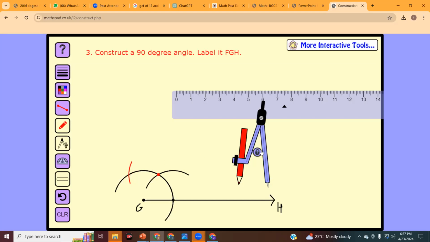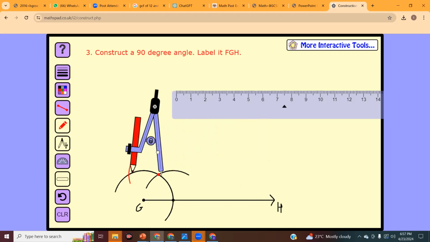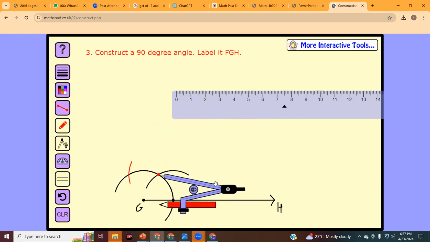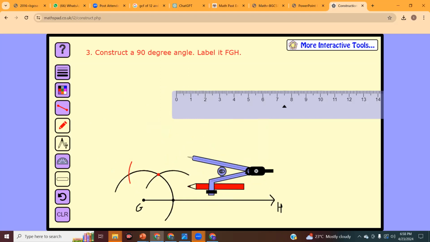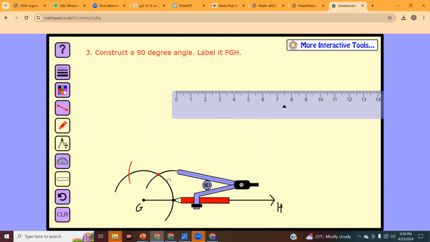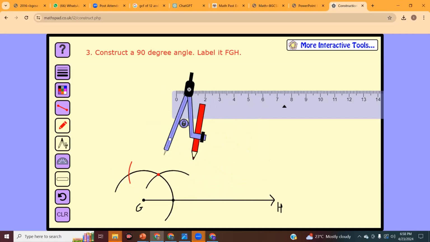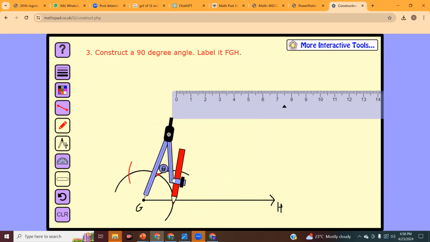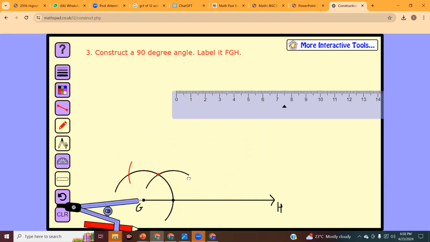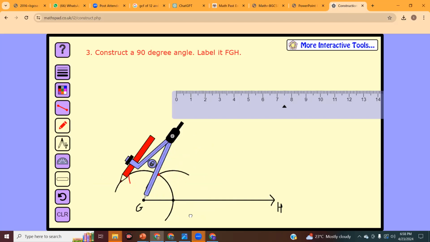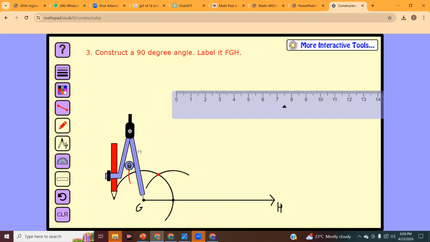The next thing we're gonna do is go to the same point, the same one, and then we're going to go up. Let me make sure I didn't change this. It would be horrible if I changed the point. You should not change the dimension or the width of your compass. So let me make sure I didn't change it. Okay.